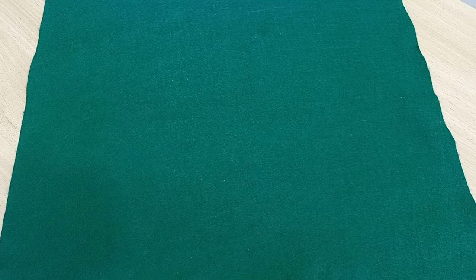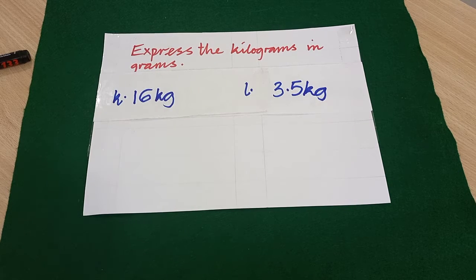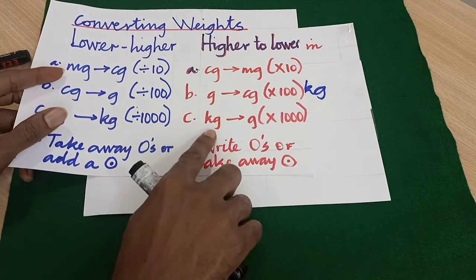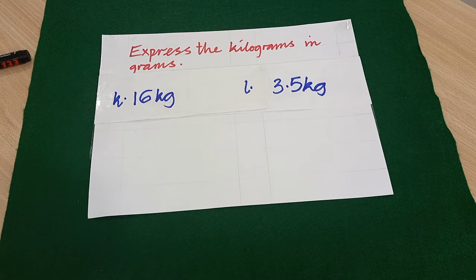Finally, in our conversion from a higher to a lower unit of weight, we have expressing kilograms in grams. Okay, so apologies for that, a correction had to be made. So we are expressing the kilograms in grams. We have 16 kilograms and 3.5 kilograms. Okay, so now when we are changing from kilograms to grams, we multiply by 1000 or we write 3 zeros.